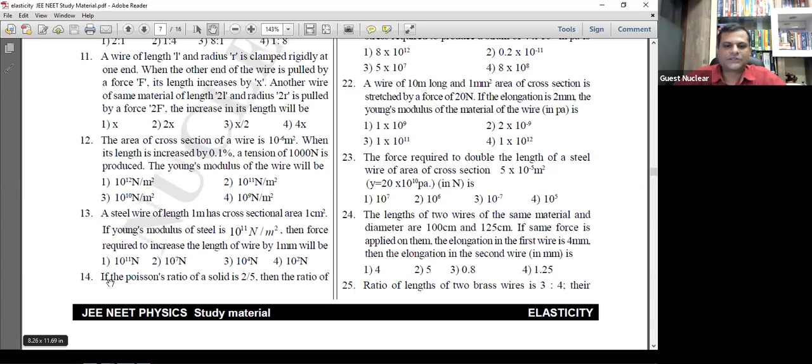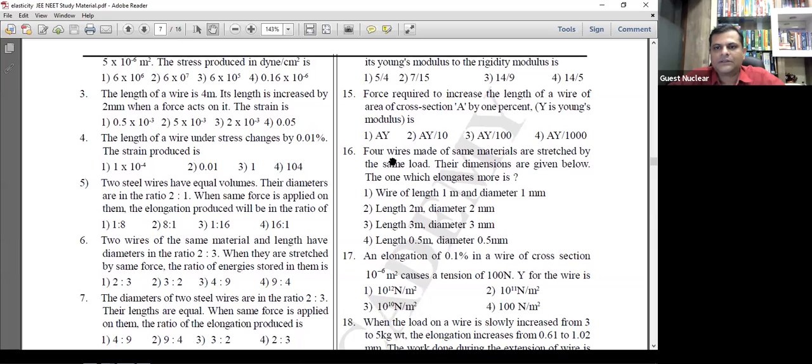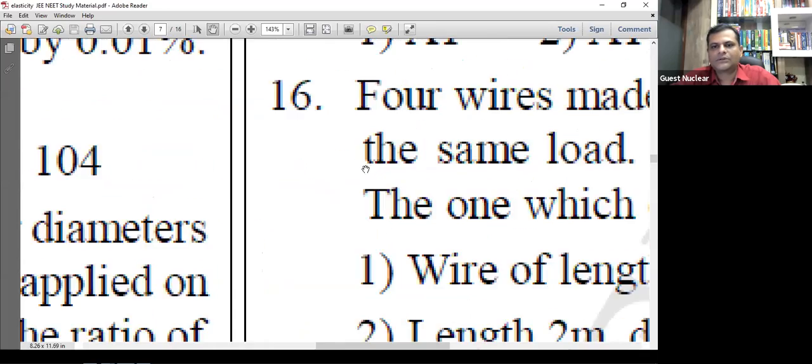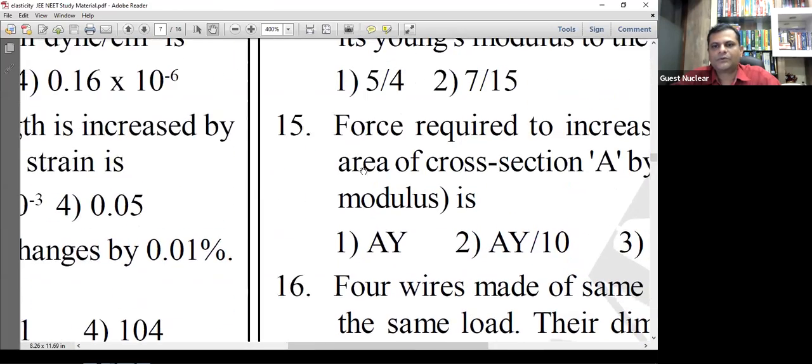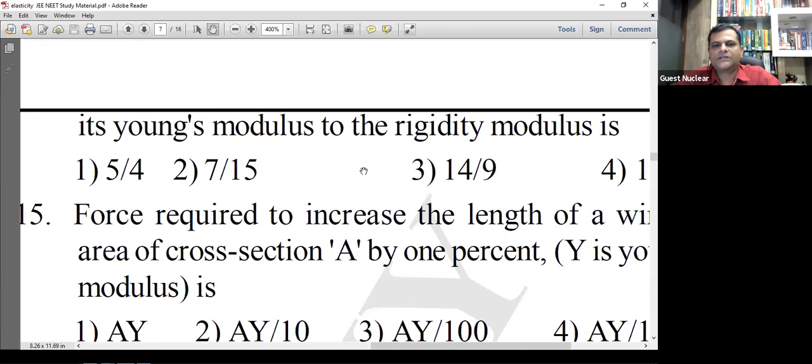If the Poisson's ratio of a solid is 2/5, okay, मतलब Poisson's ratio दिया हुआ है एक सॉलिड का जो कि 2/5 दिया हुआ है. Then the ratio of its Young's modulus to the modulus of rigidity is. So we want to find out the ratio of its Young's modulus to the modulus of rigidity.